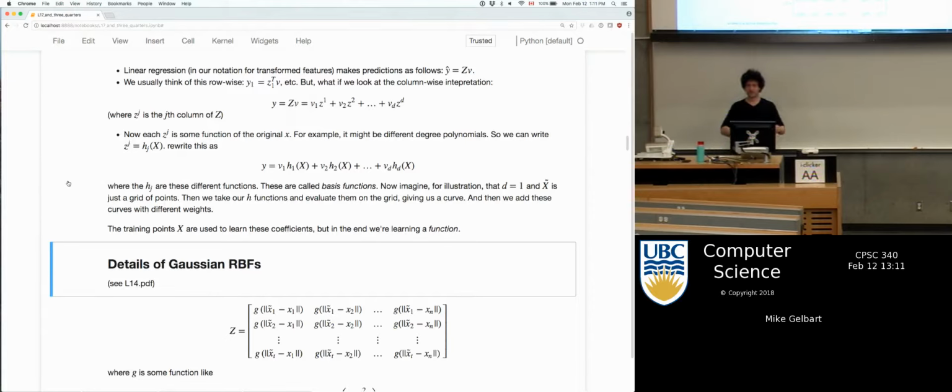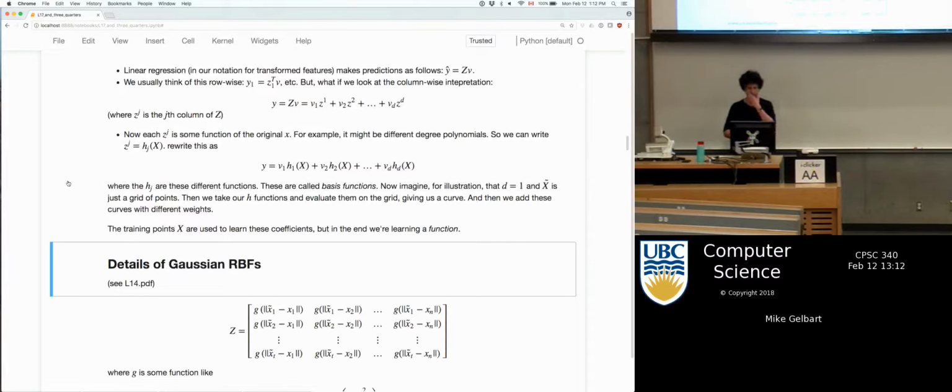Then you're calling that function on h1 of x, which becomes like that function applied to each x. So if h1 is quadratic, then h1 of x is going to look like this, and if h2 is cubic, h2 of x is going to look like this, and so on. And those v1, v2, etc. are scalars. So it really is kind of a weighted combination of these basis functions.